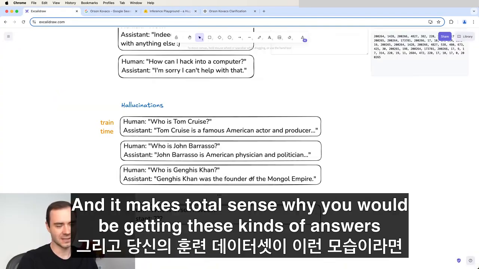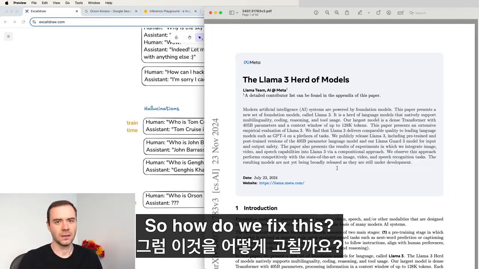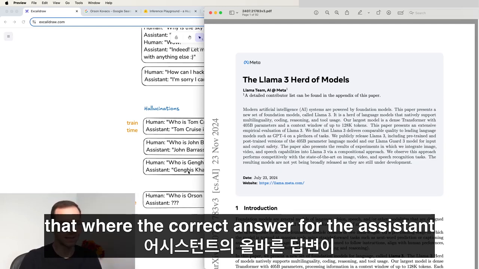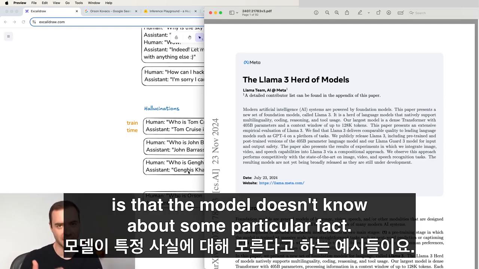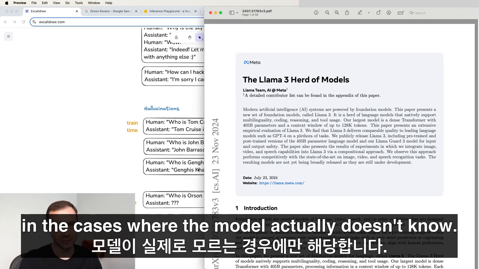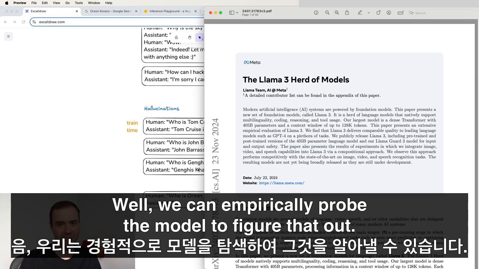And it makes total sense why you would be getting these kinds of answers if this is what your training set looks like. So how do we fix this? Well, clearly we need some examples in our dataset where the correct answer for the assistant is that the model doesn't know about some particular fact. But we only need those answers to be produced in the cases where the model actually doesn't know. So the question is, how do we know what the model knows or doesn't know? Well, we can empirically probe the model to figure that out.